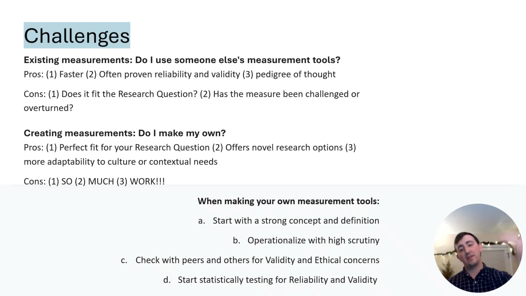Then after all that is set up, you've got to start testing for reliability and validity ASAP, and for as long as you can before you need the tool. One thing to consider is you might be only given so much funding for a project. So if you spend a lot of that funding on creating your own tool, you might have less funding for using that tool to answer research questions. So there's a lot to consider when making your own research method and your own research tool.